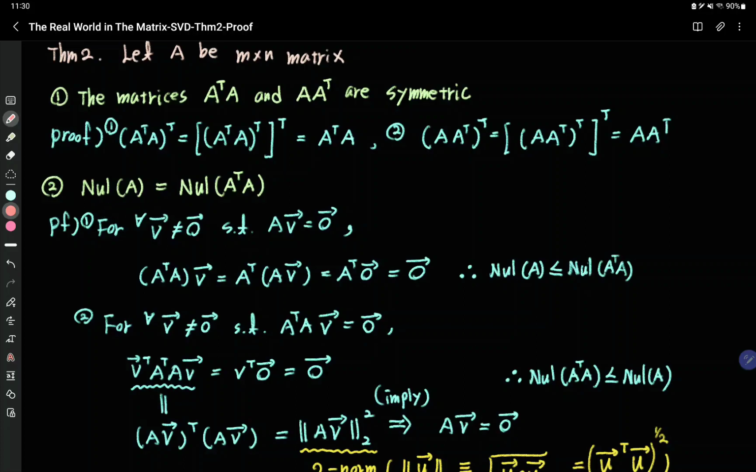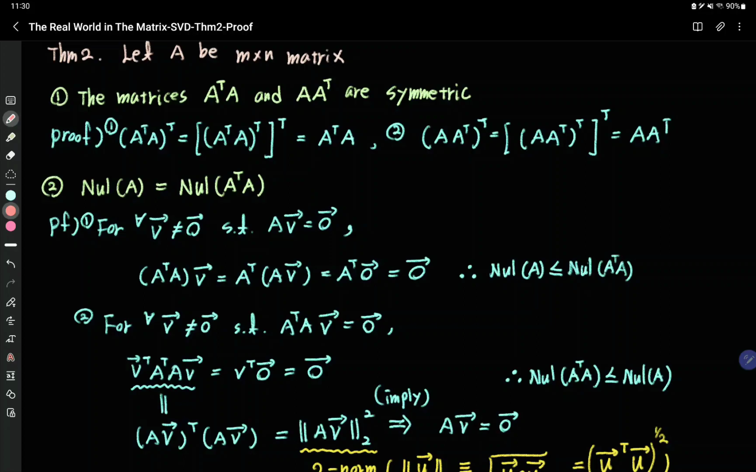And the second statement: the nullity of A is equal to the nullity of A transpose A. It means that the number of solutions of the matrix equation AX equals 0 is equal to the number of solutions of the matrix equation A transpose A X equals 0. Okay, that's the meaning of this.